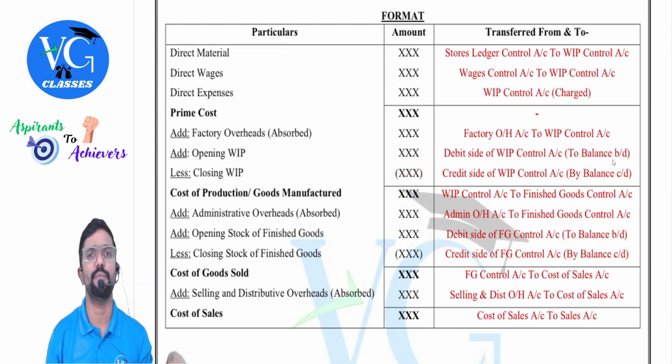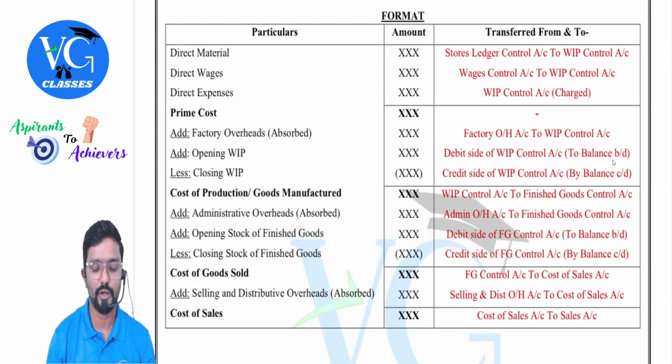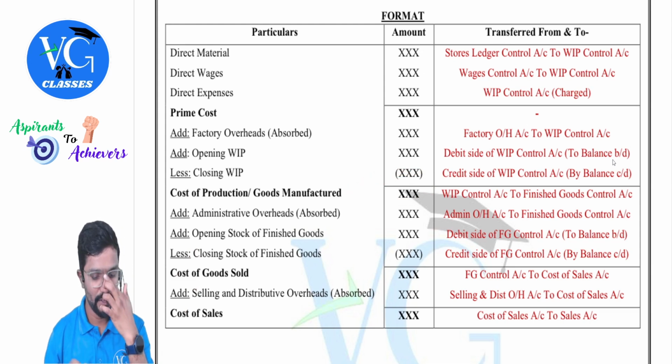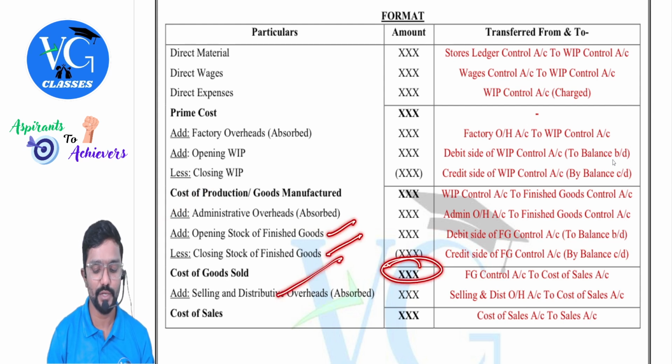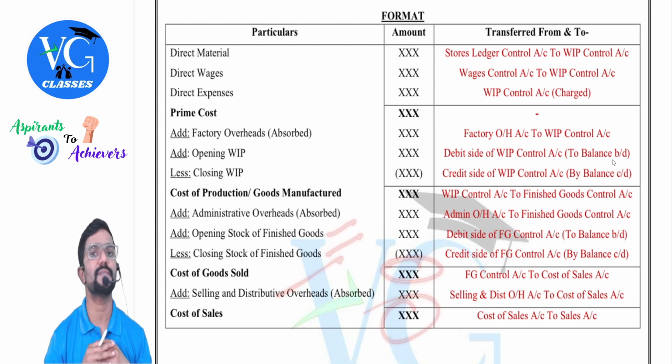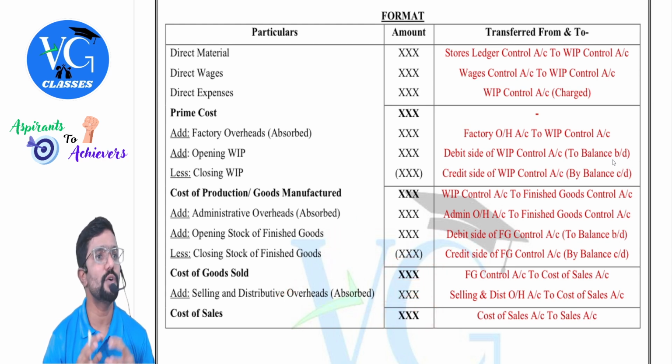But here, straight away COP. Cost of production, or cost of goods manufactured. Then administrative overhead absorbed plus opening stock of finished goods minus closing stock of finished goods will give you what? COGS. Plus selling and distribution overhead absorbed will give you cost of sales.